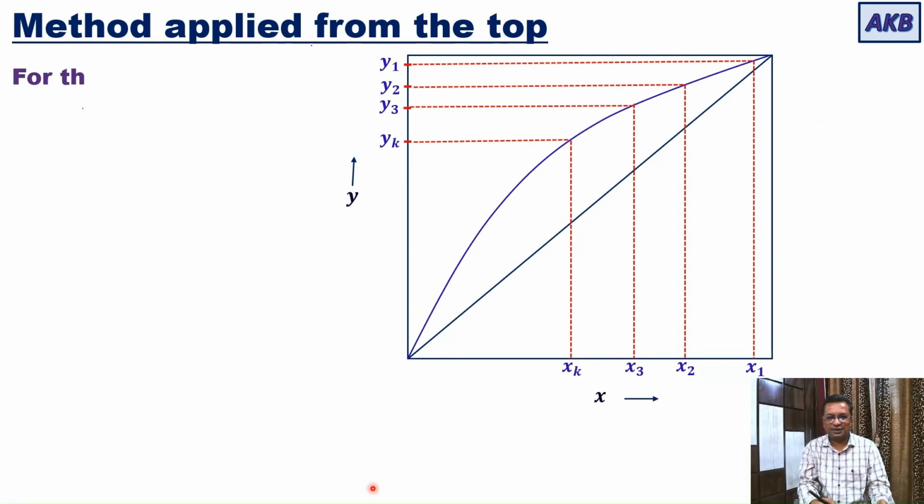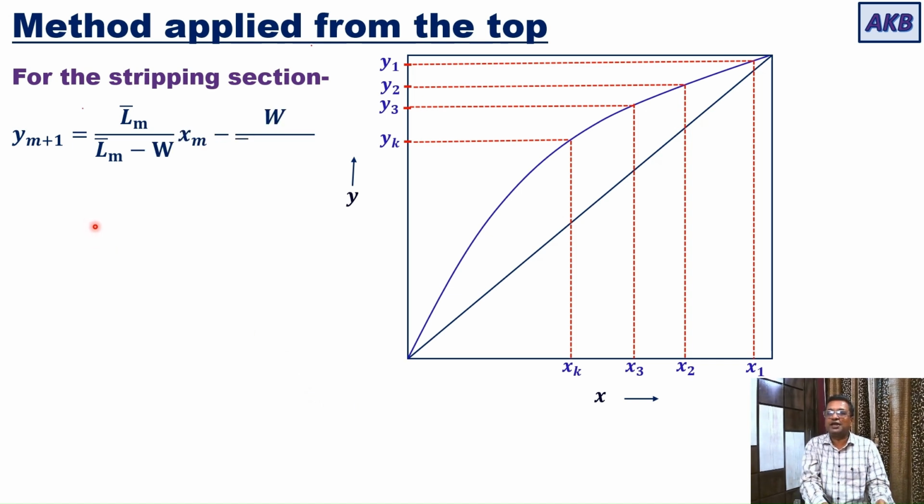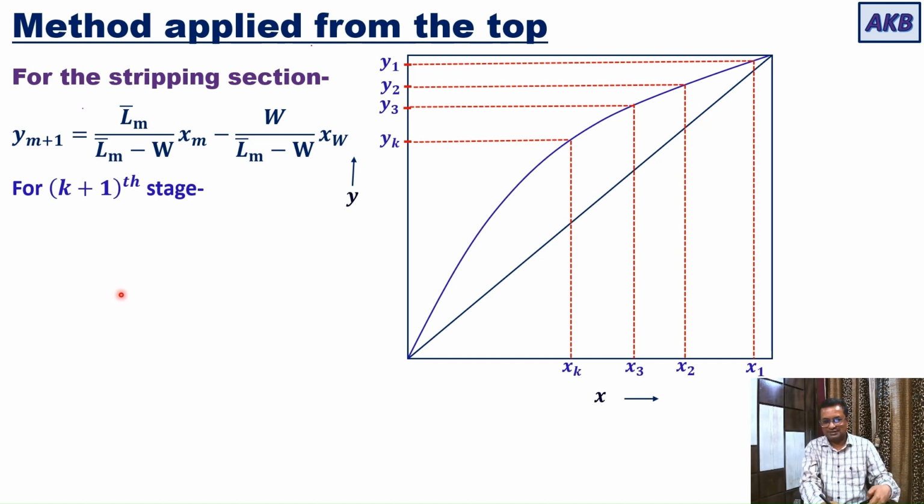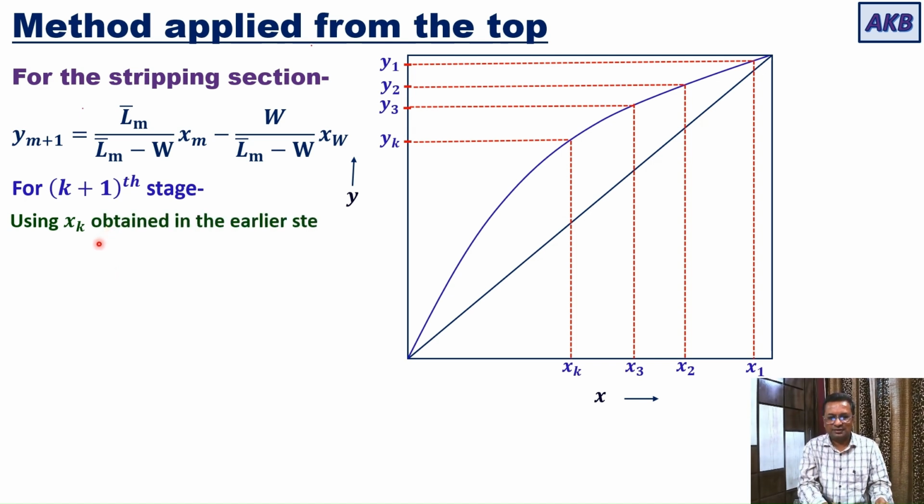So now for the stripping section, let us see what is to be done. First, we are going to use the equation of the operating line for the stripping section. What is that equation? Ym plus 1 is equal to L bar m divided by L bar m minus W into Xm, minus W upon L bar m minus W into Xw. Now after the Kth plate, which is the feed plate in our discussion, the next plate will be the K plus 1th plate or K plus 1 stage, which is in the stripping section. So this equation will be written.